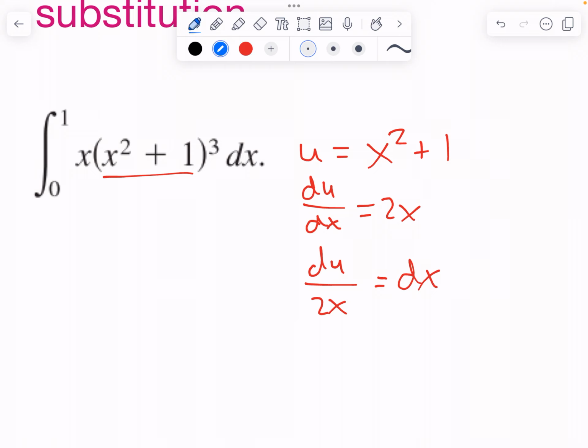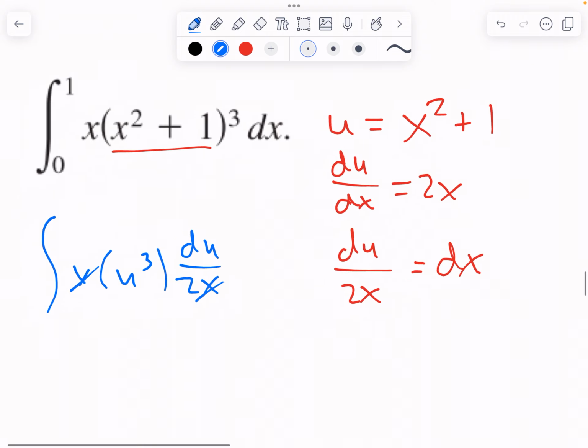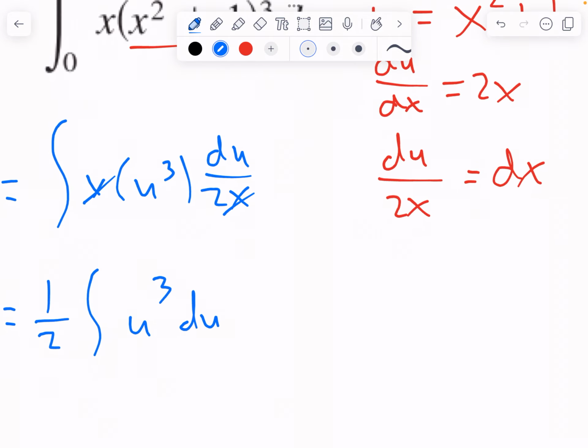Switching colors, we've got our x here. This would be u cubed, and then for dx, we substitute in what dx is equal to. We'll get our x's to cancel. That 1/2 does not, though, so I'll factor it out in front, leaving us with this much.